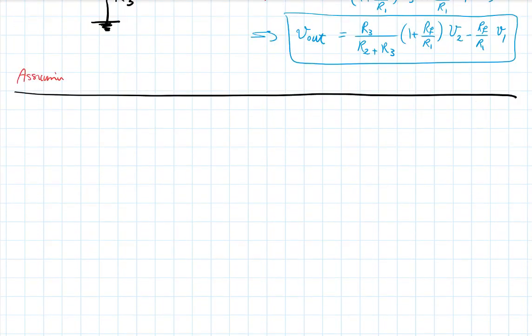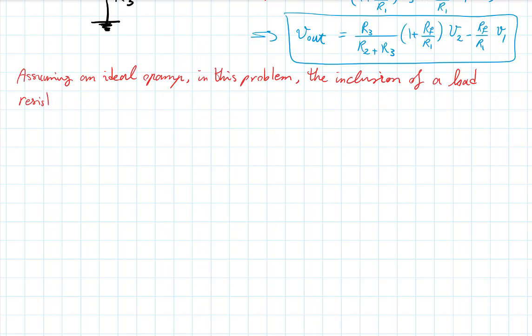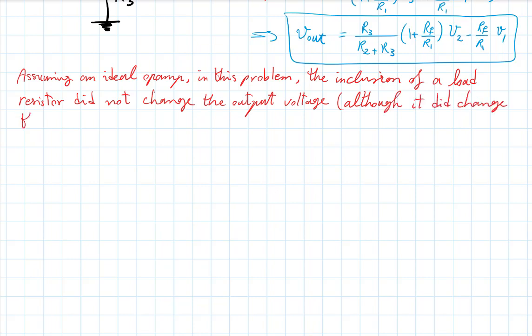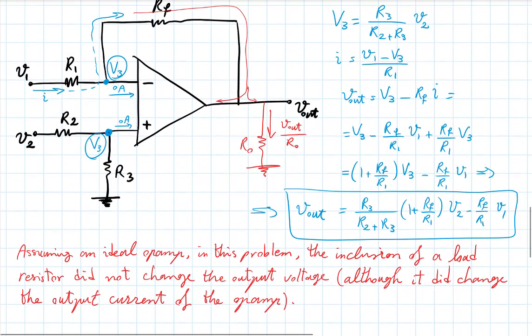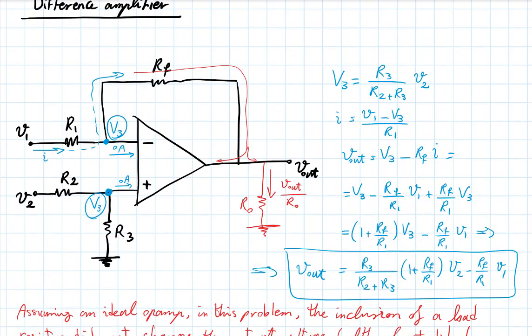So in this problem, with an ideal op-amp, the inclusion of a load resistor did not change the output voltage, although it did change the output current of the op-amp in order to accommodate the new current that has been added in the circuit. This is one thing I wanted to point out, and you would see this in many circuits where you are actually trying to use the op-amp to drive something.